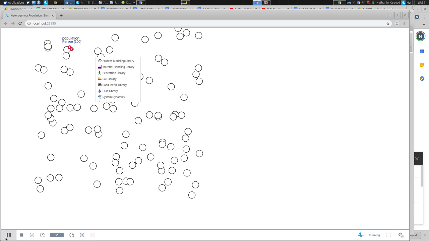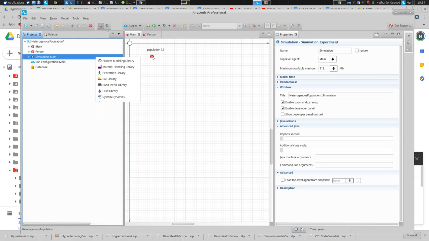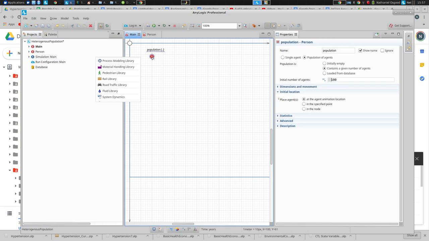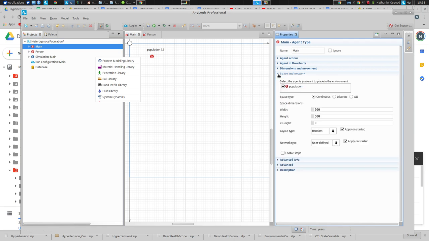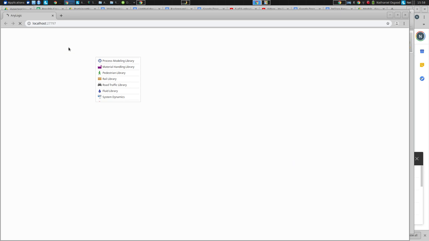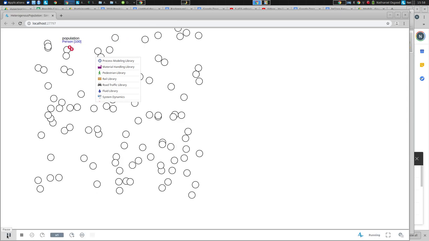How did I do that? In case you didn't follow, in Main we have this population. When we ran it last time, all of them appeared atop each other. So I went to Main, down to space and network, and selected a layout type of random. We ran it, and we saw them laid out in a visual way. Here are our agents. How many of them are there? 100. You can see the size here. 100 people.